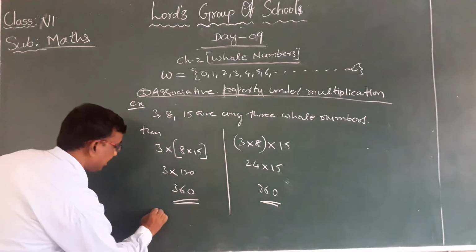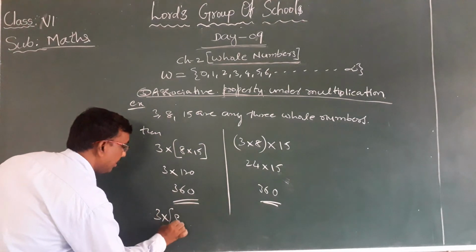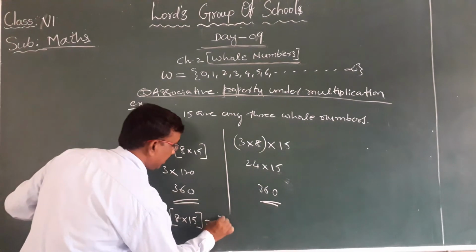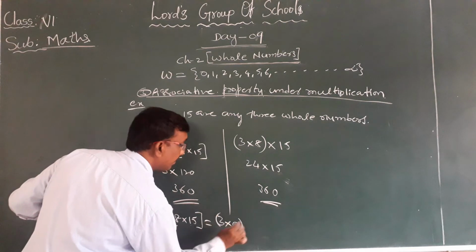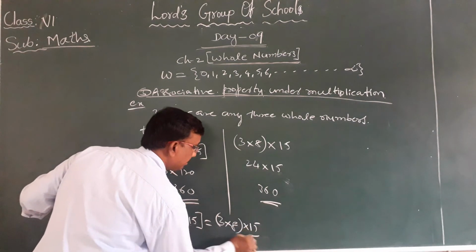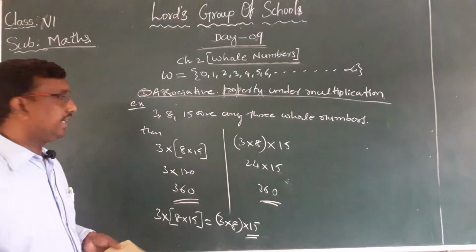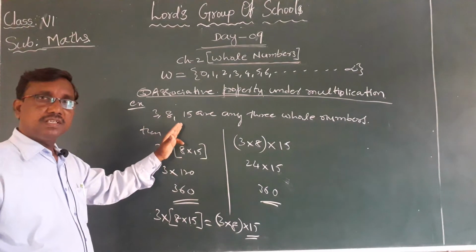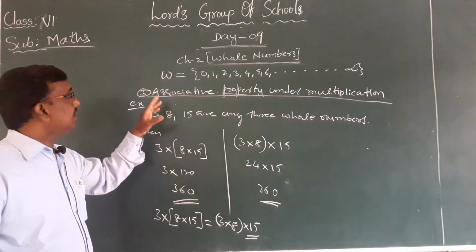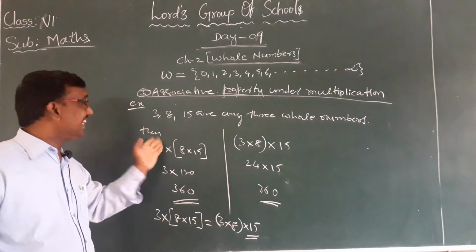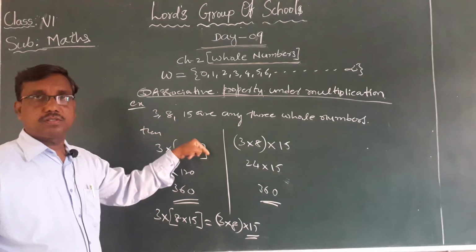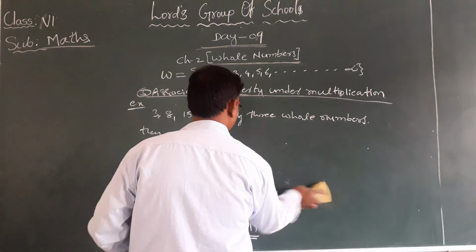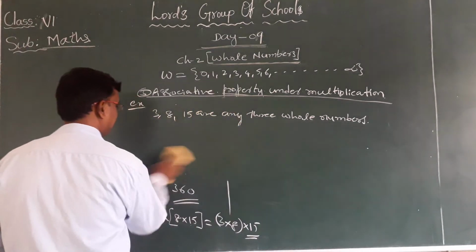So what can we write? 3 into 8 into 15 is equal to 3 into 8 into 15, grouped either way. So we can find the product of three whole numbers in any order. Otherwise, three whole numbers can be multiplied in any order to find their product. Both ways we can say. If you want to generalize it, or if you want one more example, let me explain.